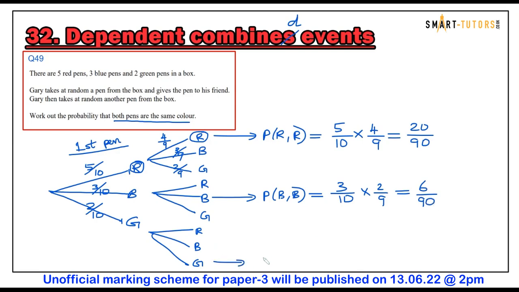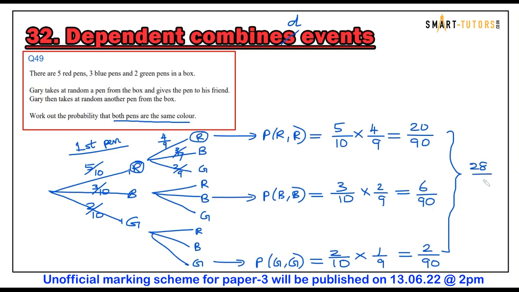And green and green, so the probability of G and G is 2 over 10, and second time one of the greens is gone, so 1 over 9, so that is going to be 2 over 90. So if you add all these, 20 plus 6 plus 2, 28 over 90, or if you simplify that, 14 over 45 is the correct answer, right?